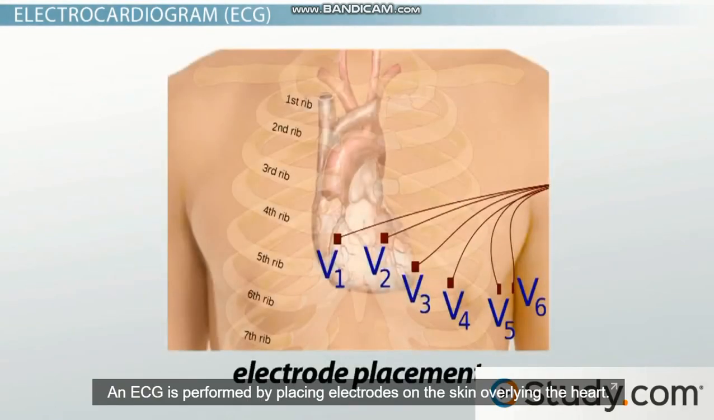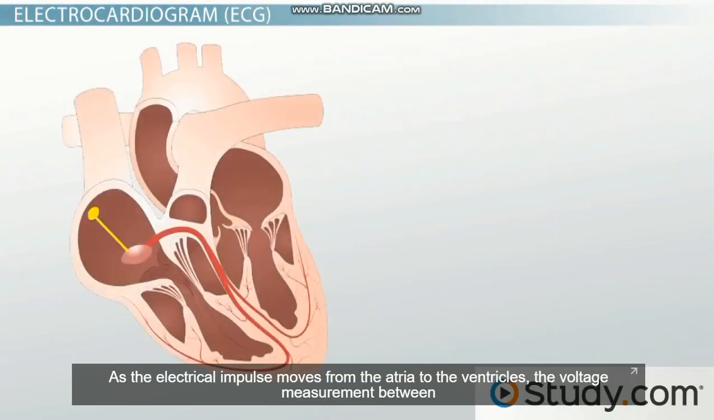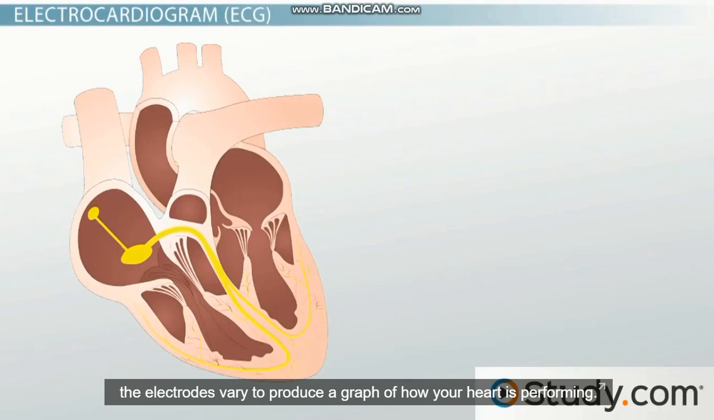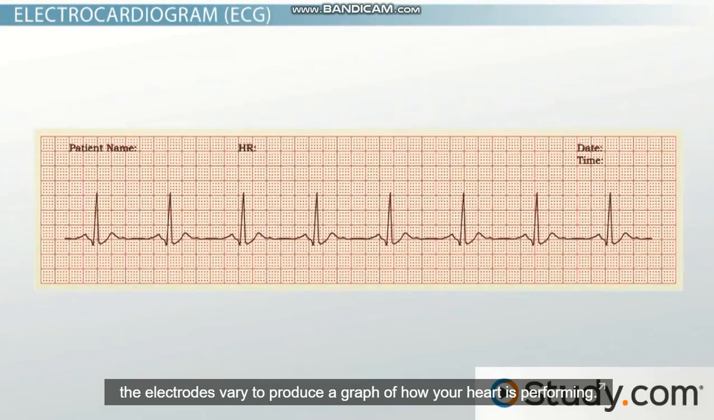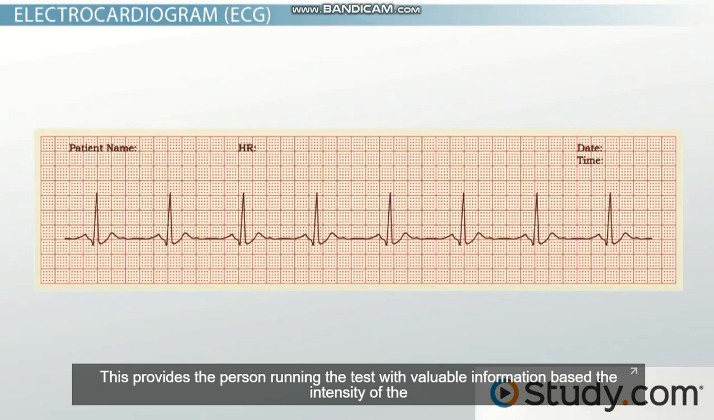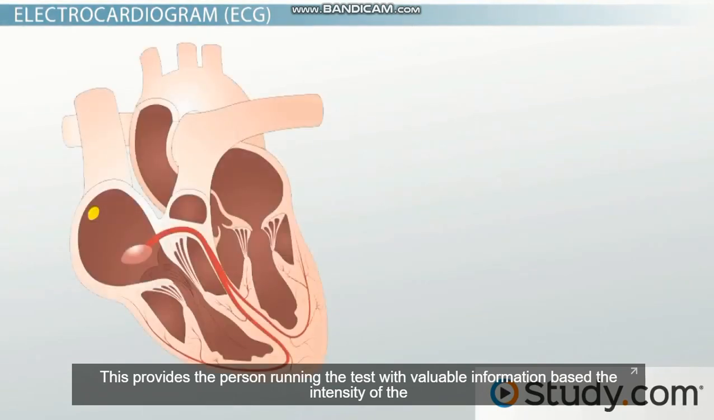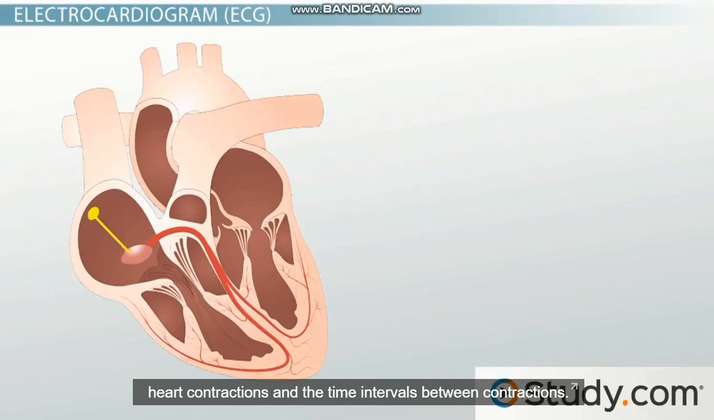So an ECG is performed by placing electrodes on the skin overlying the heart. And as the electrical impulse moves from the atria, which are the top two chambers, to the ventricles down below, the voltage measurement between the electrodes varies, and this produces a graph of how your heart is performing. This provides the person running the test with valuable information based on the intensity of the heart's contractions and the time intervals between those contractions.